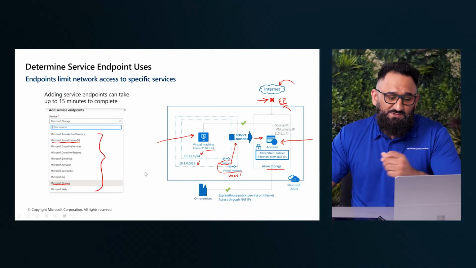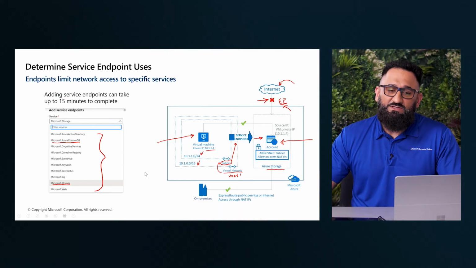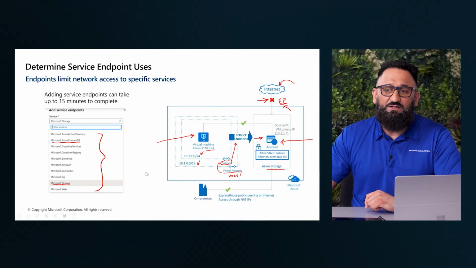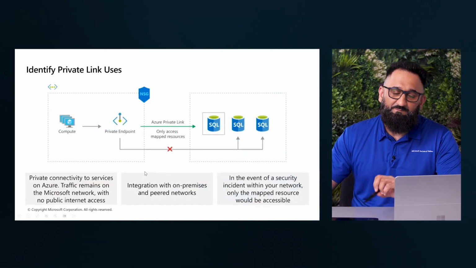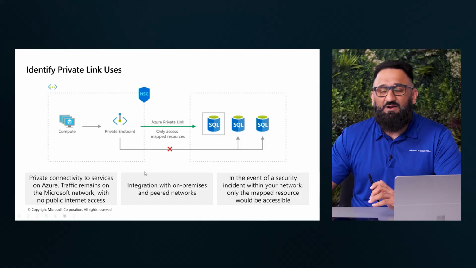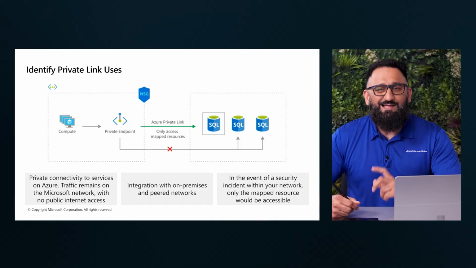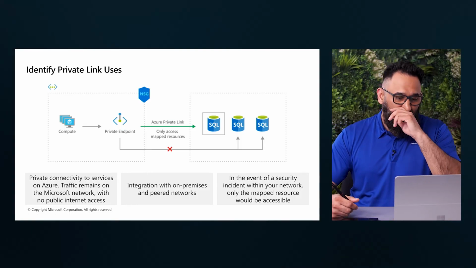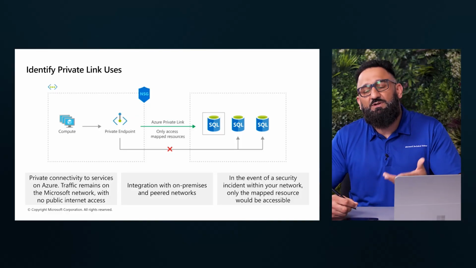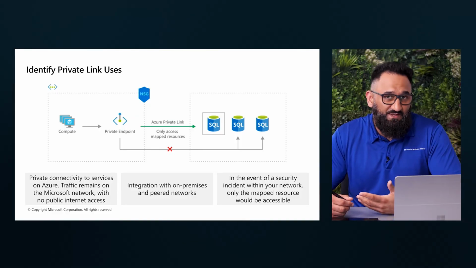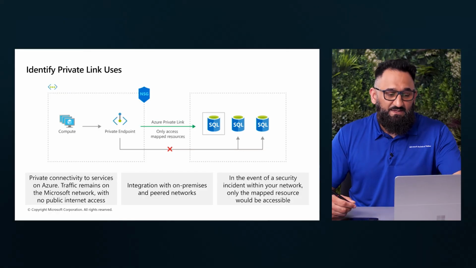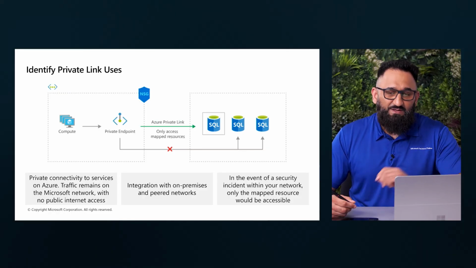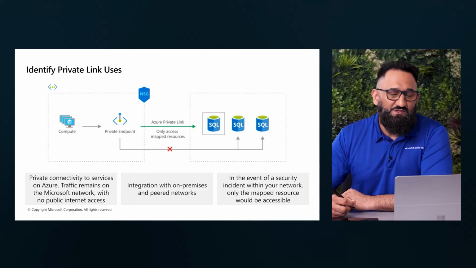Now, once we understand service endpoint, we also have another service that we can compare this to, and this is referred to as private link. Private link works slightly similar to service endpoint in a sense that we are trying to block direct traffic coming directly from the internet. However, this service works slightly differently.